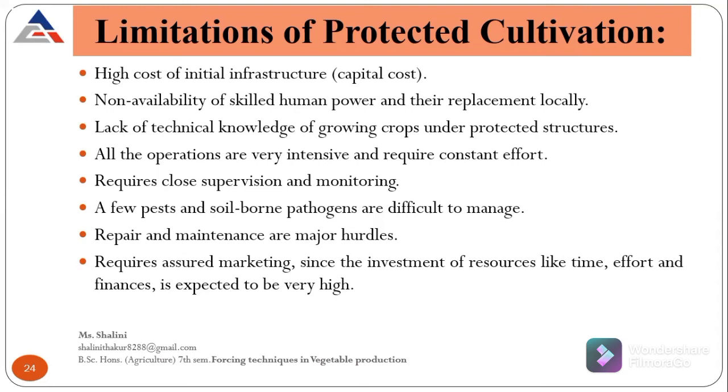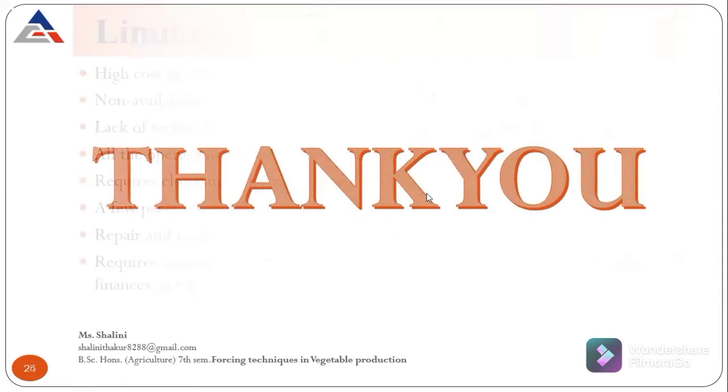And we need regular supervision and monitoring. We also focus on different kinds of insect pest incidents. Airborne pathogens are difficult to manage. Maintenance of all the automated machines is quite difficult and becomes a major hurdle. Other repair and maintenance are also quite difficult. The next point is that assured marketing is required. These are the limitations of protected cultivation. So this is all about today's practical. If you have any query, you may ask me.